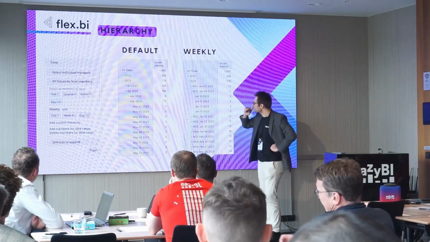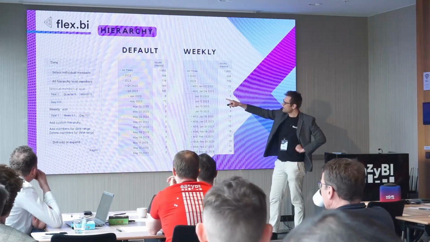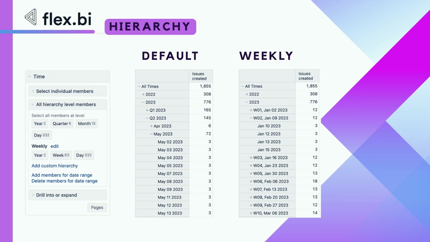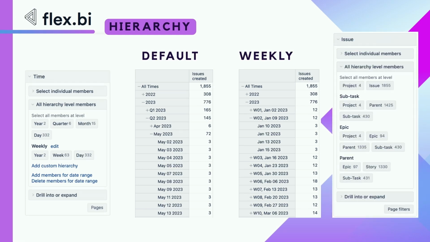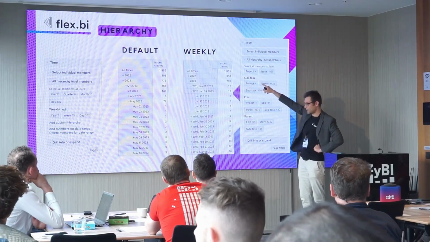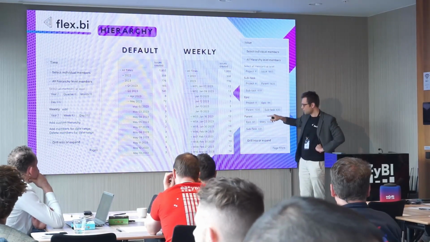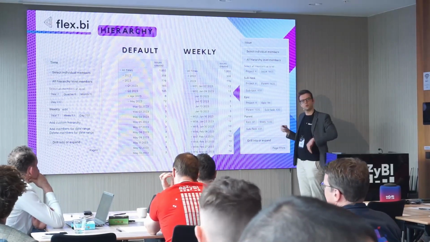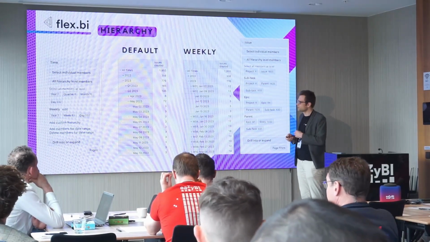So let's rewind again. Hierarchies are ways how data are organized. And if you look at the issue dimension, it also has more hierarchies. It has projects, issues grouped by projects, and then there's one where subtasks are grouped by parents, and then parents by projects. And there's an epic one, and there's another one. So there are multiple ways how issues are also grouped up.